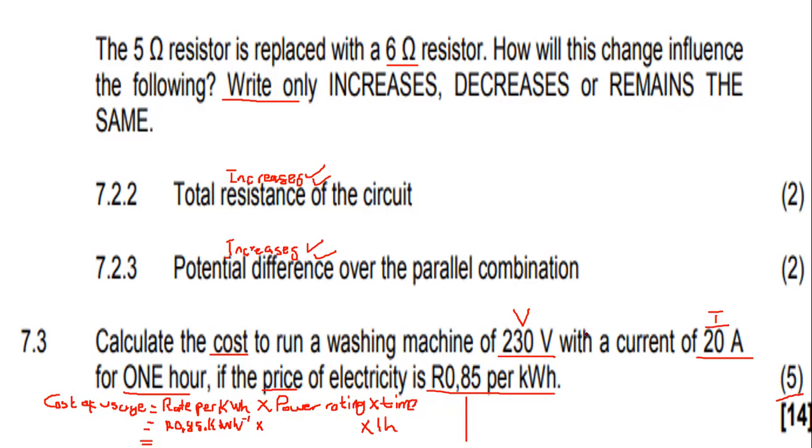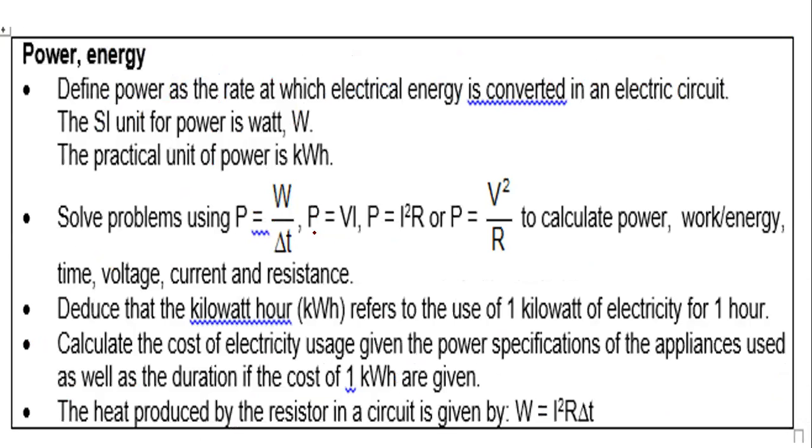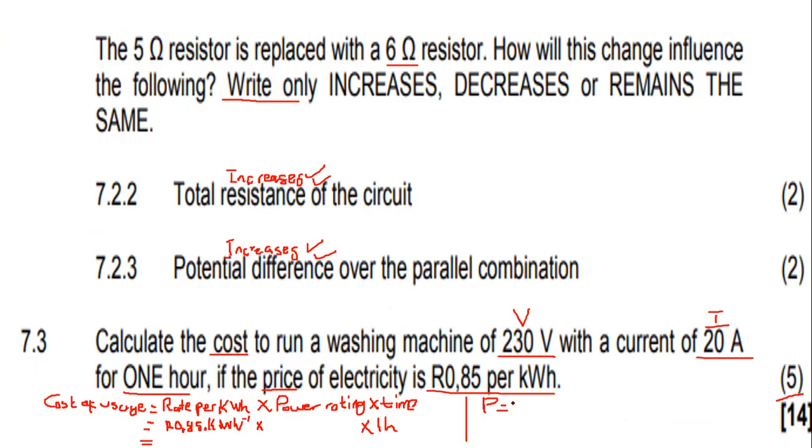So what can I do there to get the power? We'll use the first equation, which you are familiar with by now. There it is. P is equal to VI. Then the value of V is 230. And the value of I, which is the current of 20 amperes, it will be 20. We do our maths. 230 times 20 gives me 4,600 watts.